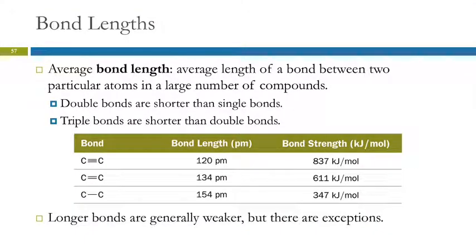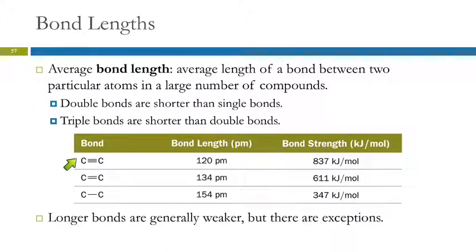Bond lengths. The average length of a bond between 2 particular atoms in a large number of compounds. So again, the bond lengths are going to vary a little bit in different molecules. We don't care necessarily about those small variations, so we're going to look at overall averages. So we'll observe that double bonds are shorter than single bonds, and triple bonds are shorter than double bonds.